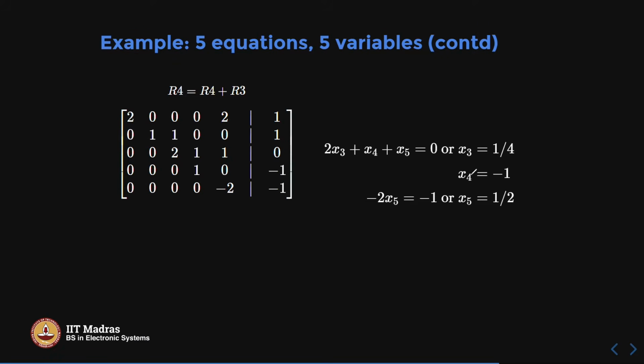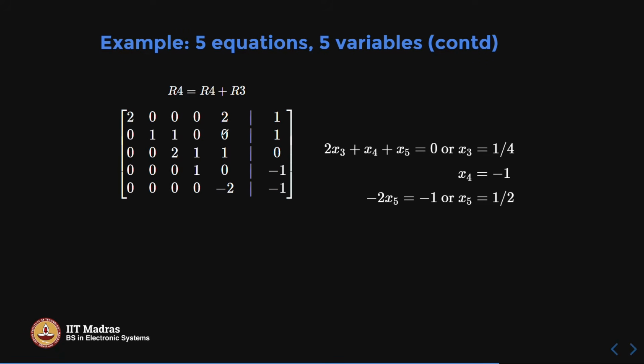So you use x4 equals minus 1, and you use x5 equals half, and then substitute here. Minus 1 plus half is minus half. It goes to the other side, becomes plus half. This 2 divides, it becomes 1 by 4. Okay, so x3 is 1 by 4.